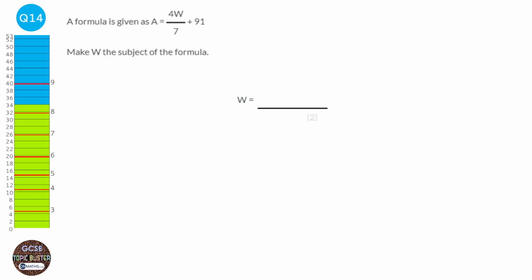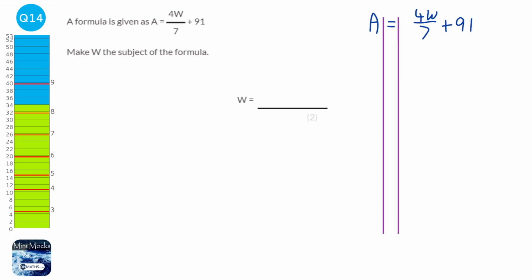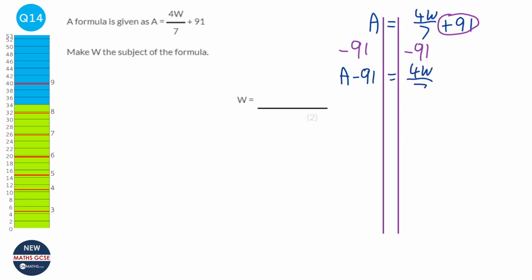So we're going to write out the formula again just to give us a bit of space. And so we've got 4w over 7 plus 91. So going to first of all put our lines in because we're asked to make w the subject. So we need to remove everything that is in our way. Well, this plus 91 is the first thing we get rid of. So what's the inverse of plus 91? Well, subtract 91. So we're going to subtract 91 from both sides. So we've got a take away 91 equals 4w over 7.